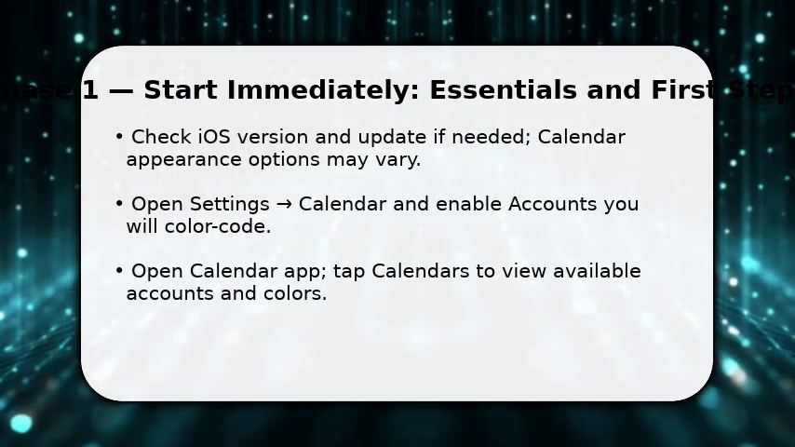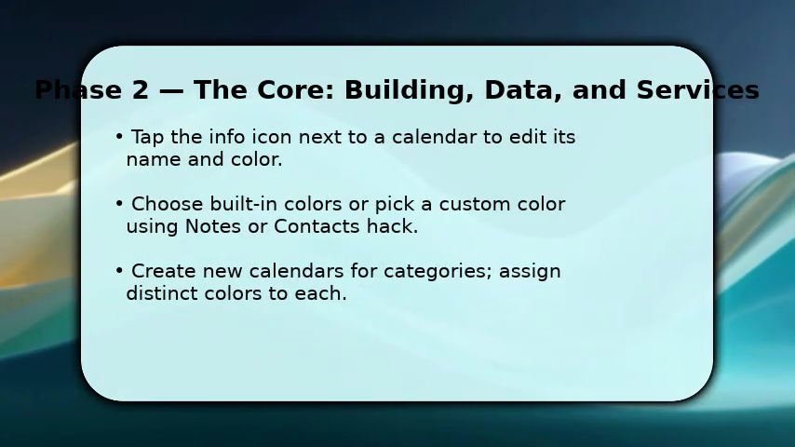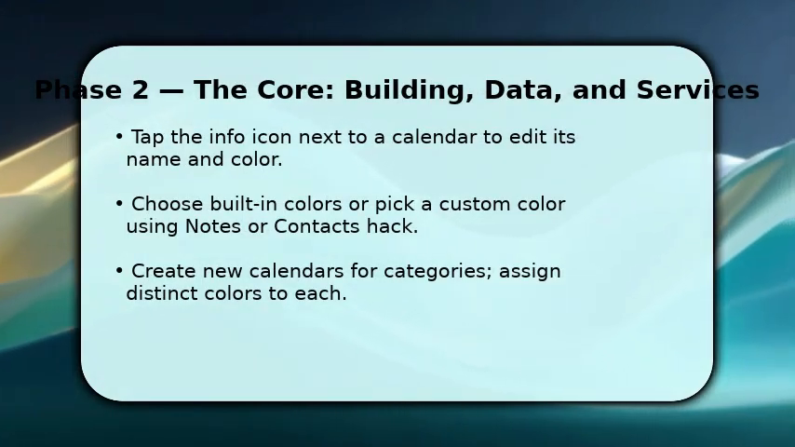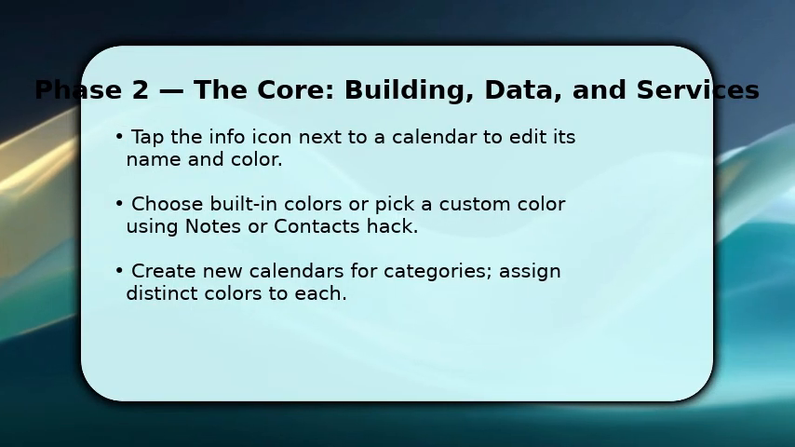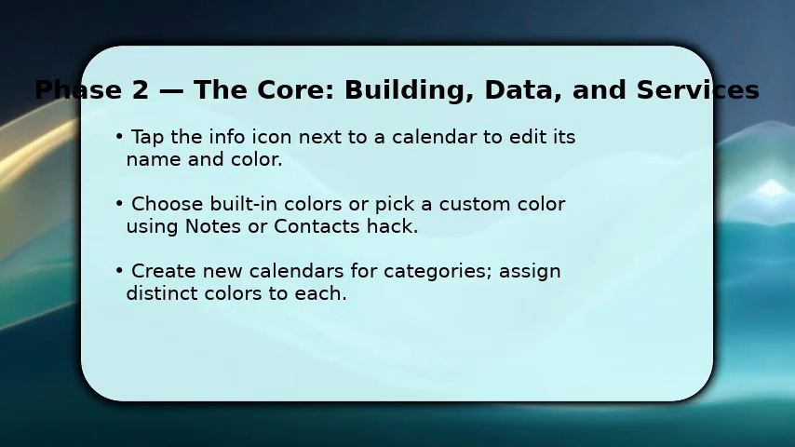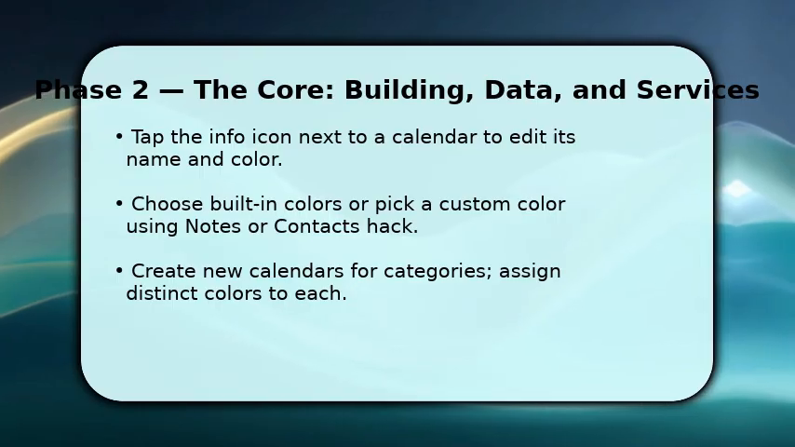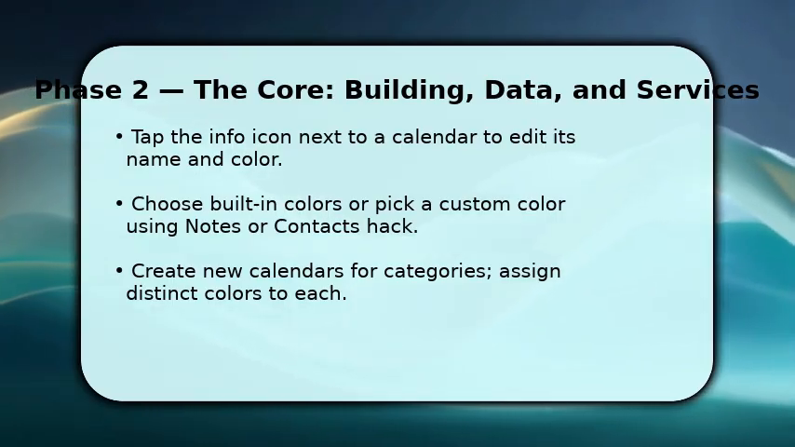That prevents confusion later. You now assign colors deliberately because colors are how you scan schedules quickly. Tap the Info button next to a calendar in the Calendars list, then choose a built-in color. This instantly updates all events for that calendar.